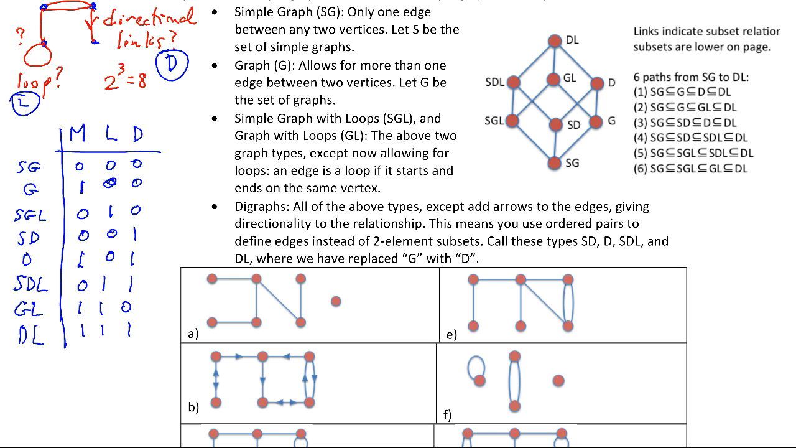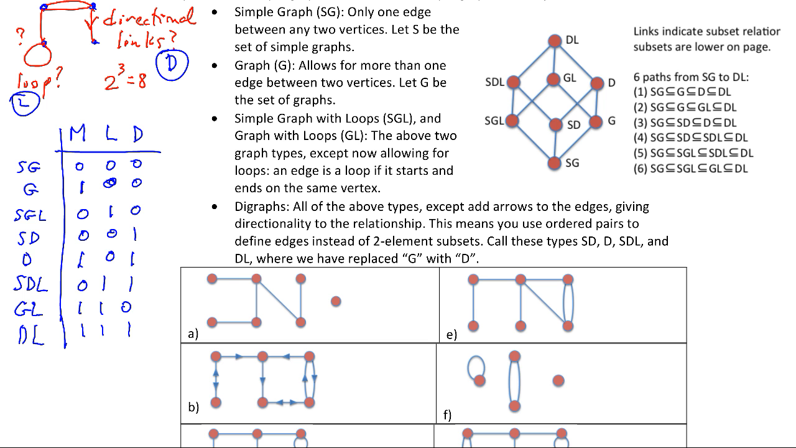For example, everything is a subset of a digraph with loops. A graph with loops has two 1s and a 0, so anything with a 1 in either of those positions and a 0 at the end is a subset of a graph with loops. The subsets of a graph with loops are a simple graph with loops and a graph. And finally, the simple graph is a subset of everything because it has zeros in all 3.